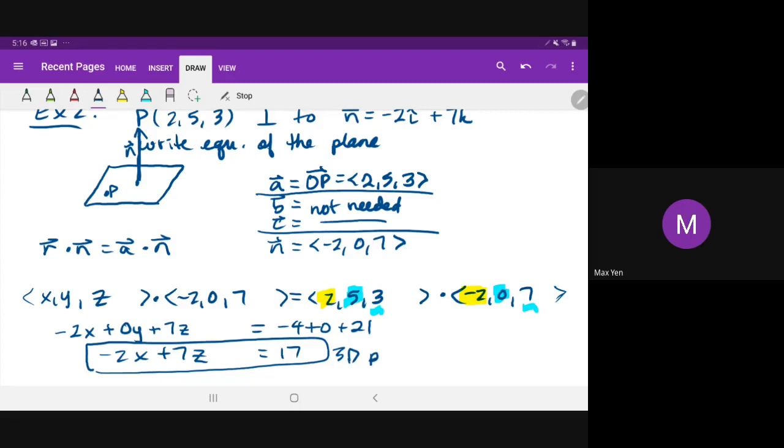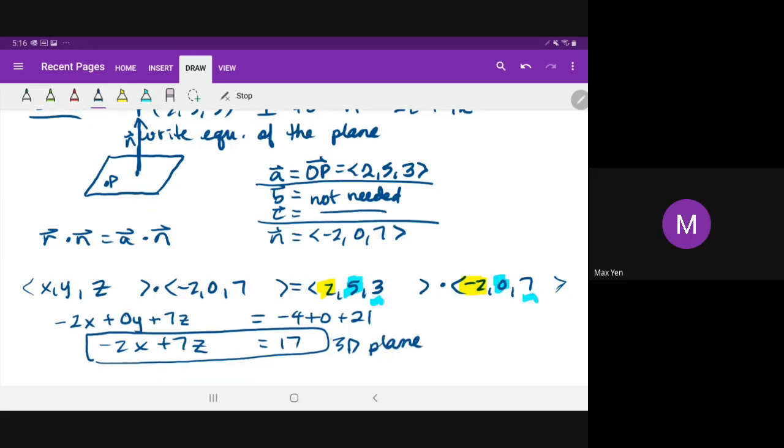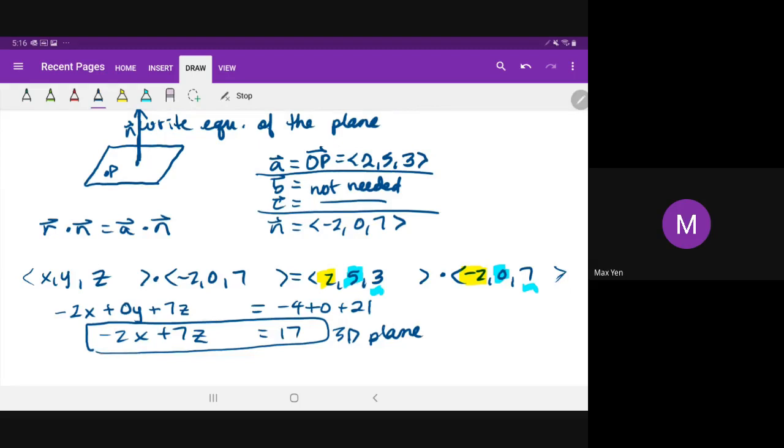3D, it's a plane. I mean, planes are always 3D, so you don't have to put 3D. But just so you can remember, that's 3D. And then what form is it? It's x, y's, and z's, so that's called Cartesian form.